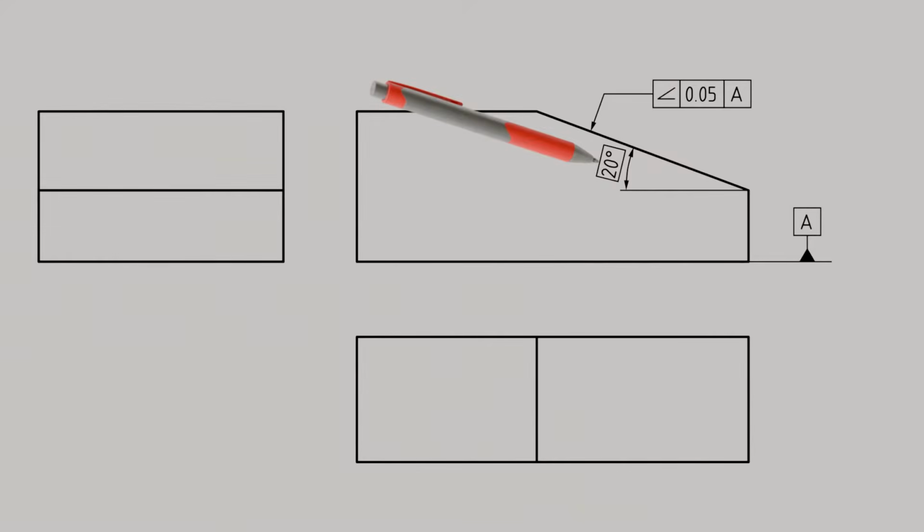To illustrate this, the first box of the feature control frame contains the symbol for angularity, followed by the tolerance value in the second box. We will soon see how this value is to be interpreted. Next comes the reference box, since it is always necessary to specify the geometric feature to which the 20 degrees apply. In our case, the 20 degrees are to be defined relative to the underside of the part. Therefore, we place the datum triangle with the datum letter A on this surface and specify this datum accordingly in the reference box of the feature control frame.